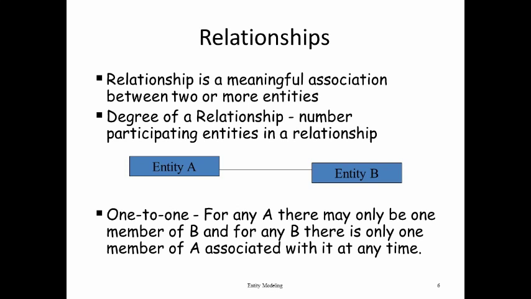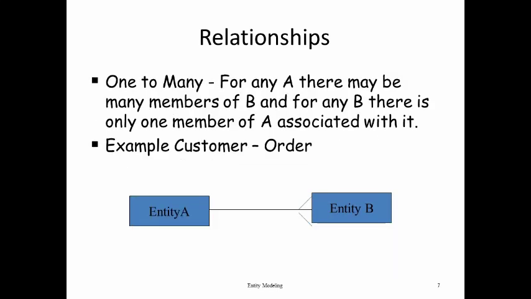So degree of relationship would be the number of participating entities in that relationship. Now, given entity A and entity B, we can have a one-to-one relationship. That is, entity A can only participate once in entity B, and entity B can only participate once in entity A. And that is a one-to-one kind of relationship or association. A one-to-many relationship, and remember, these are what we refer to as cardinality. When you're talking of cardinality, that's the kind of degree of relationship that we are looking at. So we can have, for any A, there may be many B.